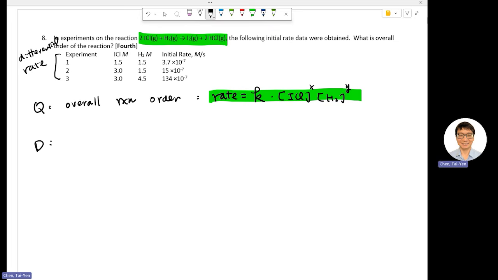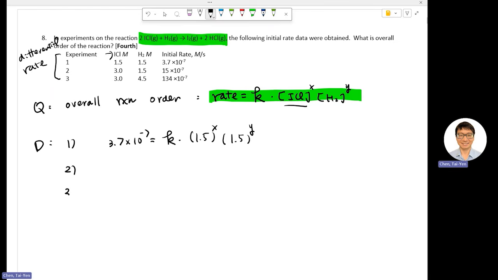Data, right? So you have three rows. Then you should use those three rows to write out the equations for your differential rate law. So experiment number 1, initial rate is 3.7 times 10 to the negative 7 equals rate constant k times ICl concentration 1.5 to the X power, 1.5 to the Y power for your H2.